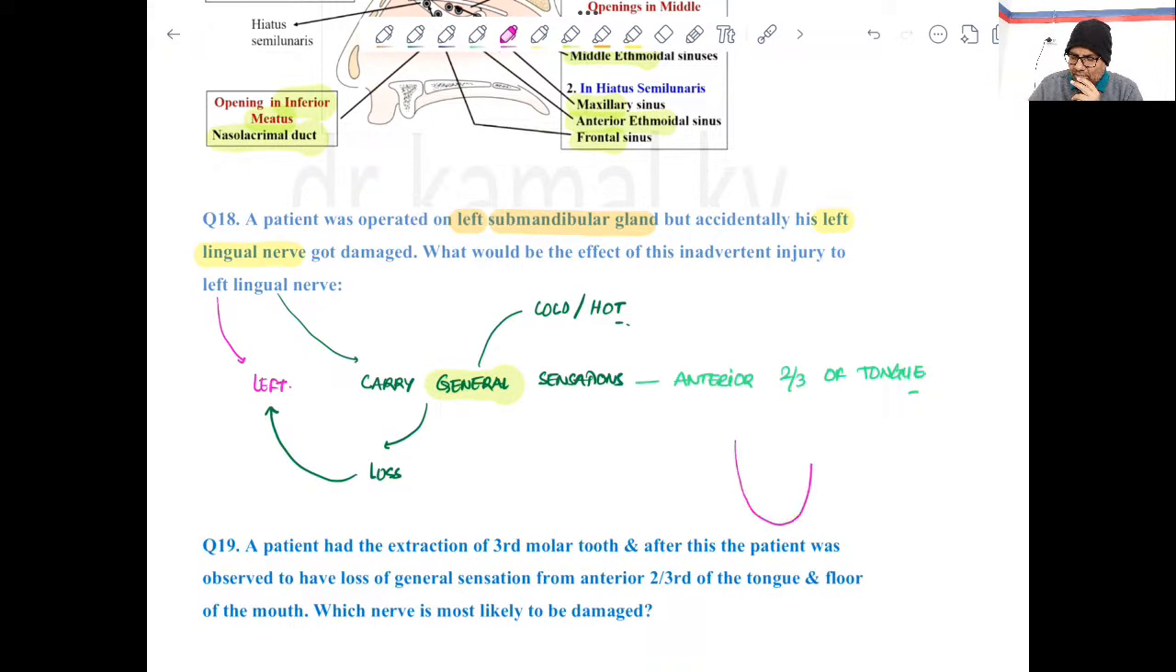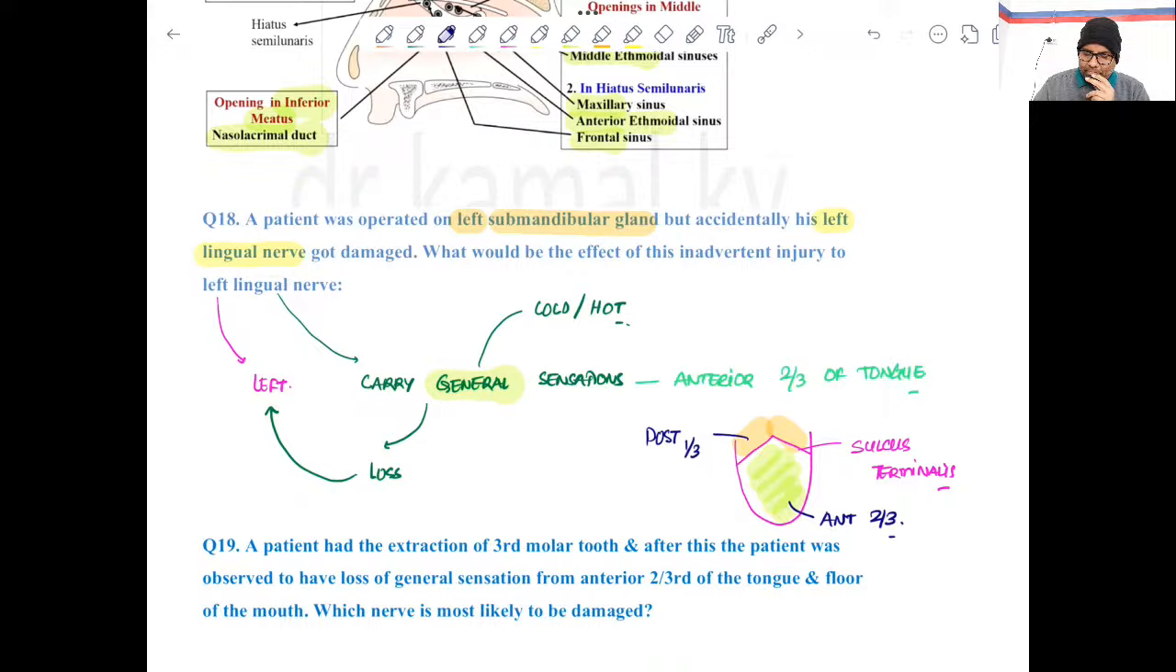So suppose if this is the tongue, there is one sulcus terminalis. Clear? So this is the sulcus terminalis, and this is the point of differentiation between the anterior two-third and posterior one-third. So obviously anything anterior to this is anterior two-third, and anything posterior to this is posterior one-third. Clear? So this is how you will understand this.